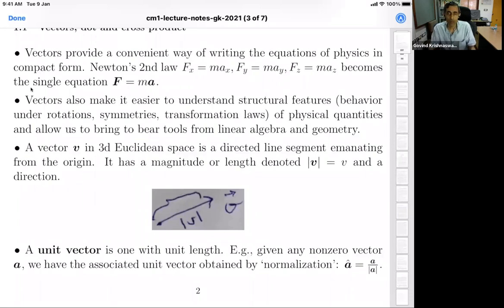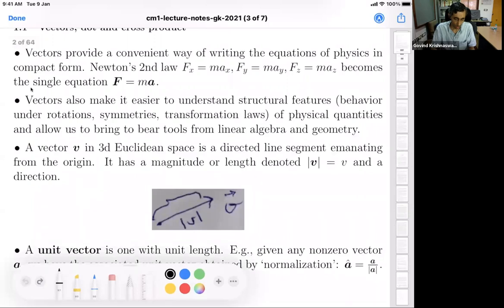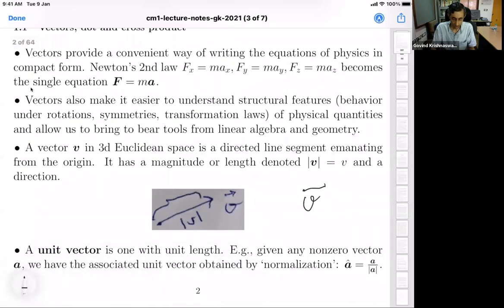We call it a boldface V. Sometimes we use a different notation, which is a vector with an arrow on it. I will sometimes denote it this way, especially when writing by hand. But if I'm typing, I use boldface notation.